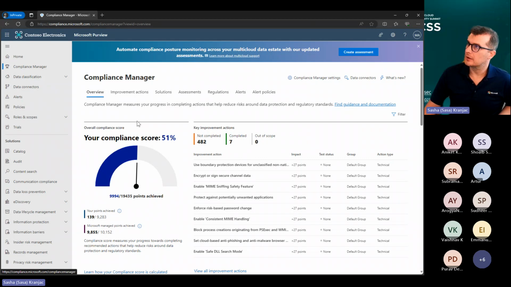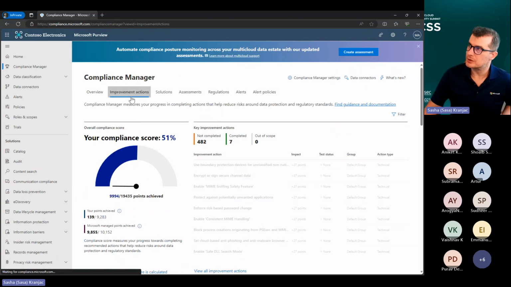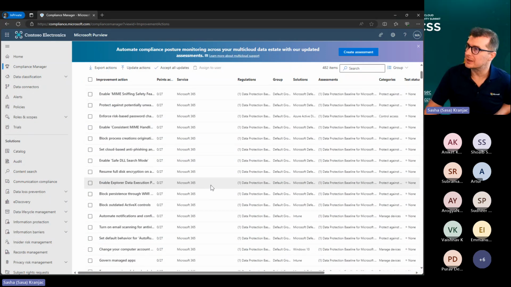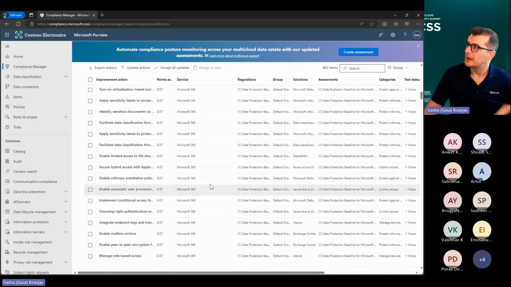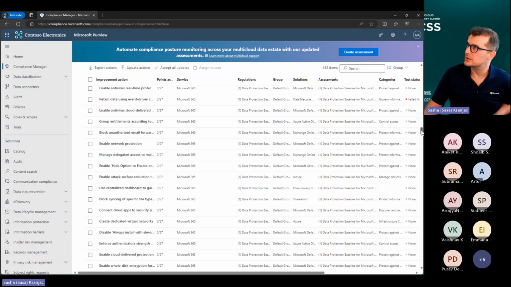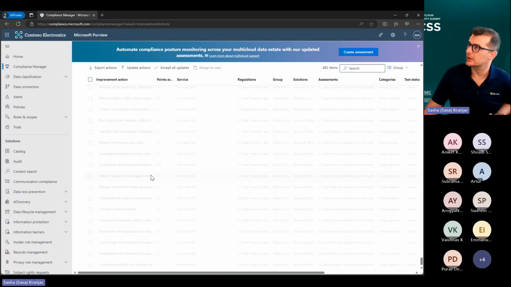And again, these are improvement actions. So as we go there, we can see the improvement actions listed. We can, of course, sort and filter extensively. There are a lot of them. And points achieved, there are literally, I would say, we have the data right here, 482 items. I won't go, of course, through each and every one of these.